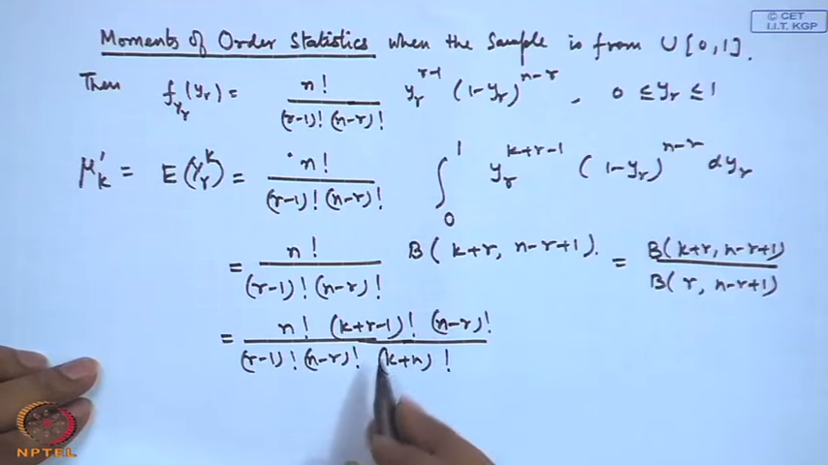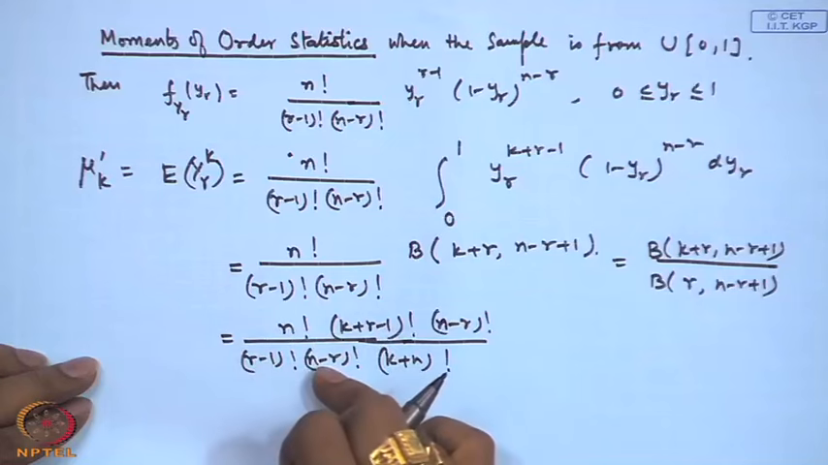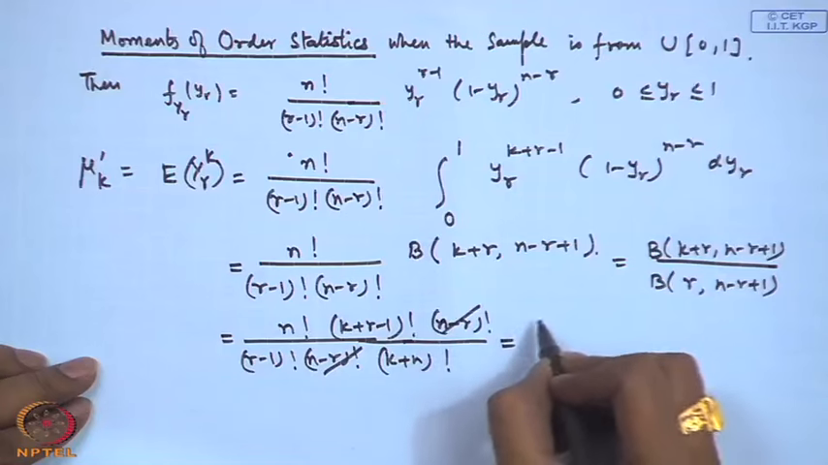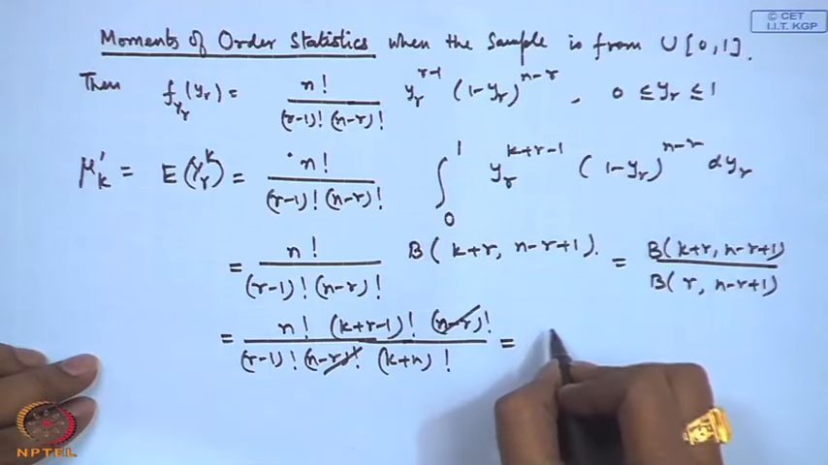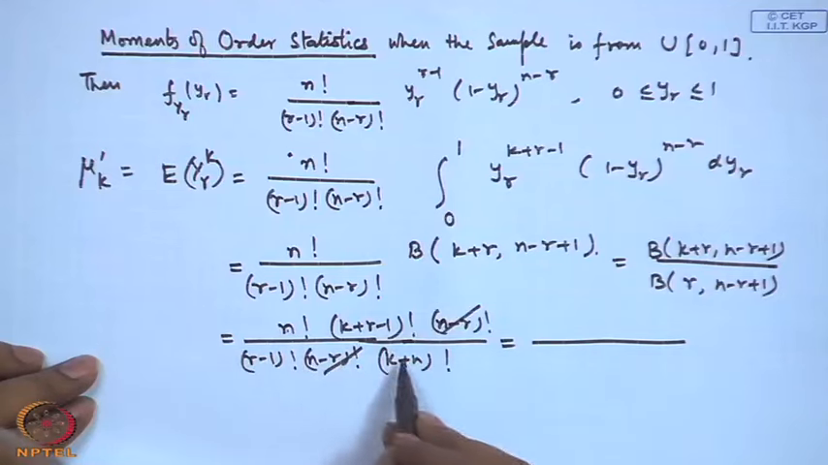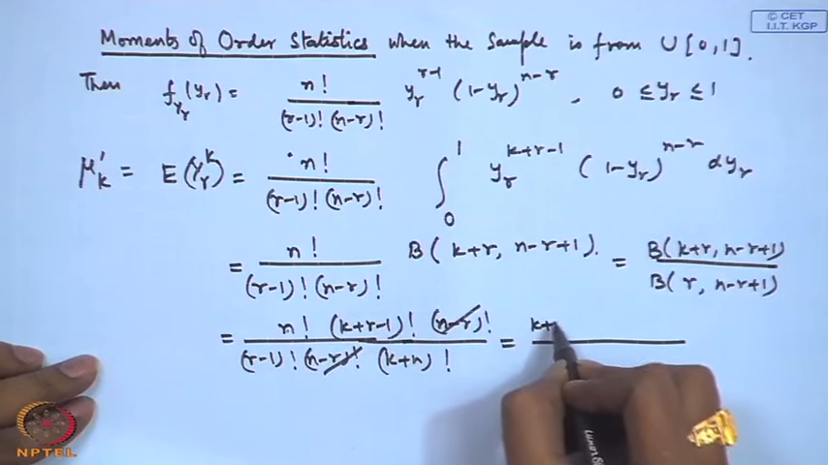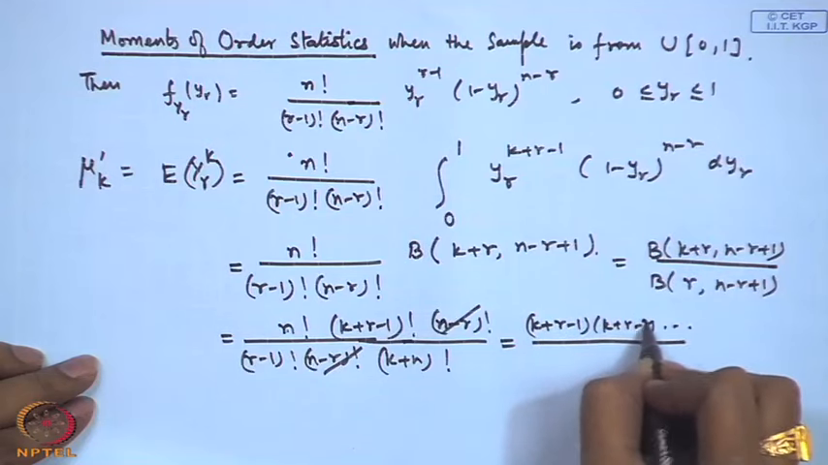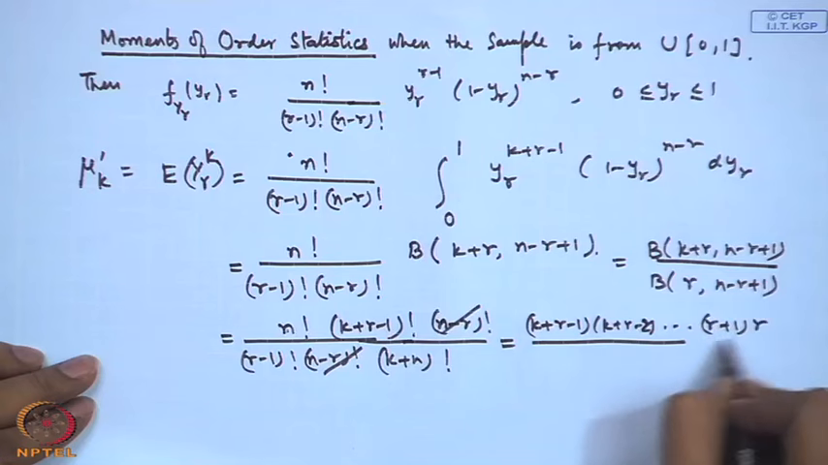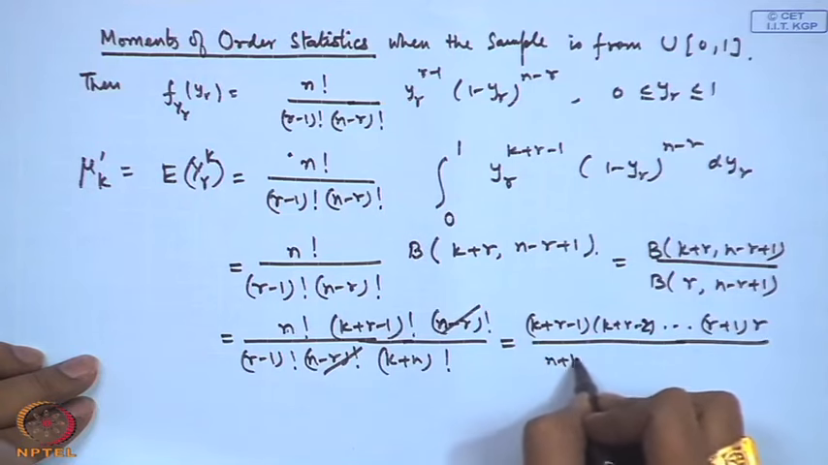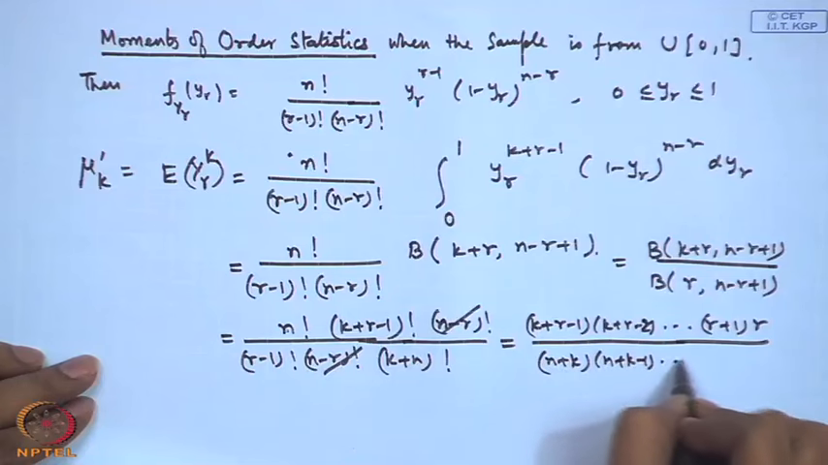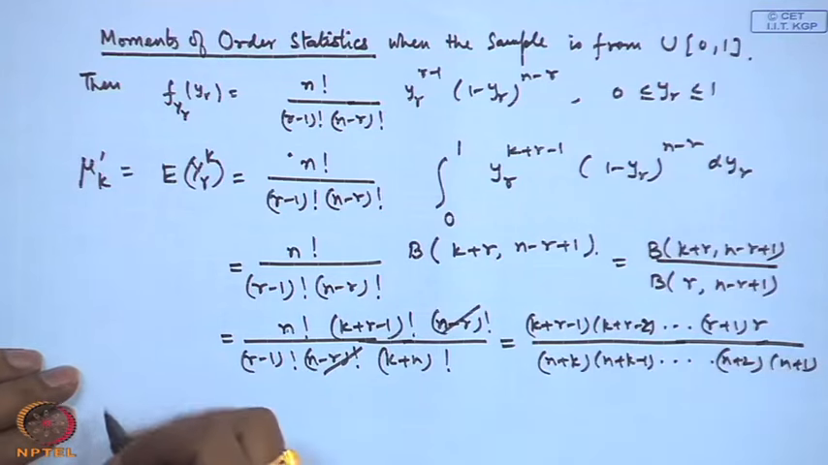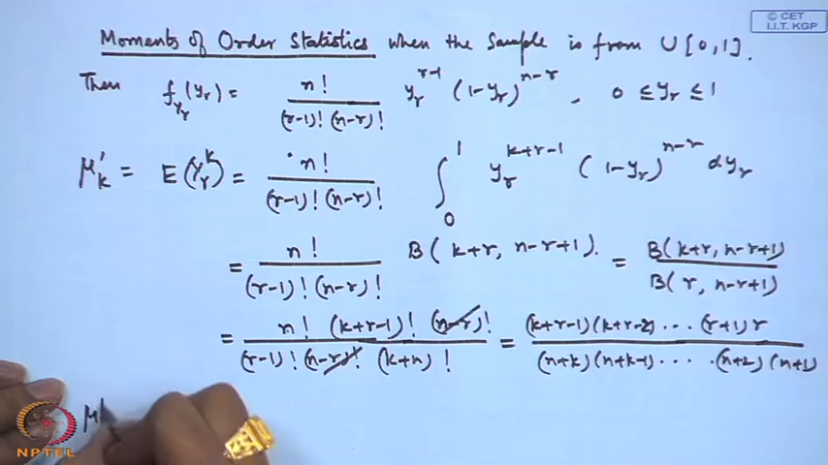Now, this you can expand in a very systematic way. Like this you can cancel out, this term you can cancel out. I adjust this term with this and this with this. So, I will get k plus r minus 1, k plus r minus 2 and so on up to r plus 1, r, divided by n plus k minus 1 up to n plus 2, n plus 1.